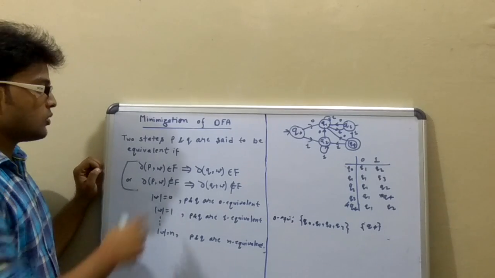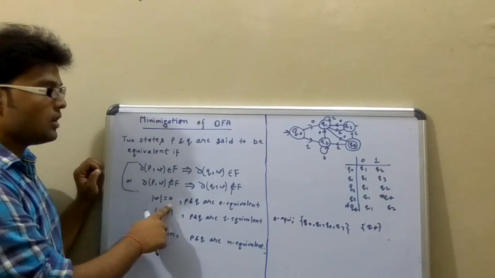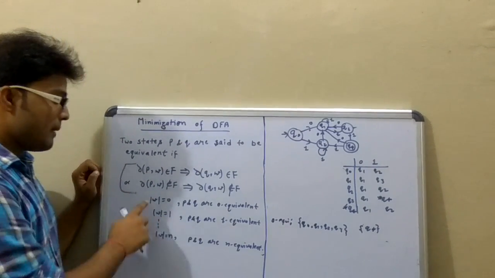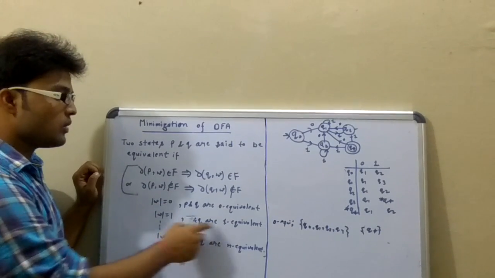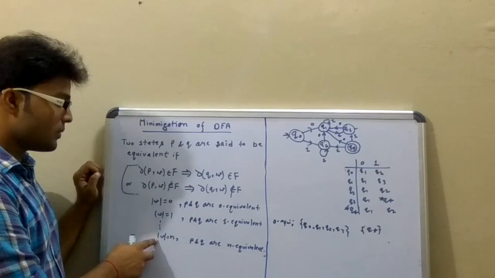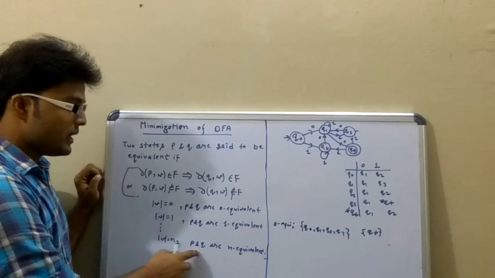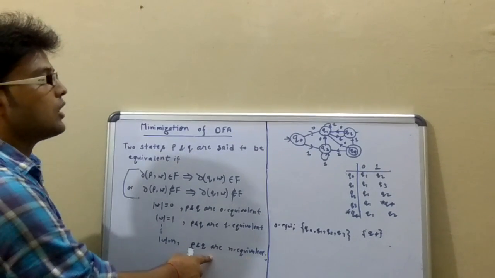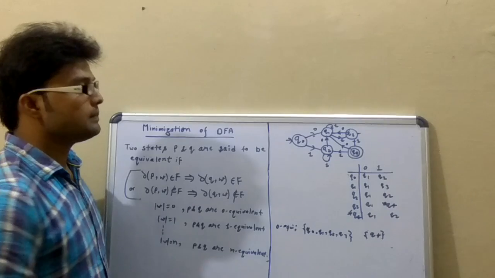If the length of the string is 0, then P and Q are 0 equivalent. If the length of the string is 1, then P and Q are 1 equivalent. And so on. If the length of the string is n, then P and Q are n equivalent. Now we will take an example and solve this.